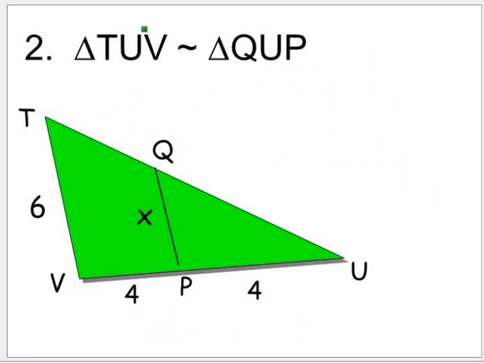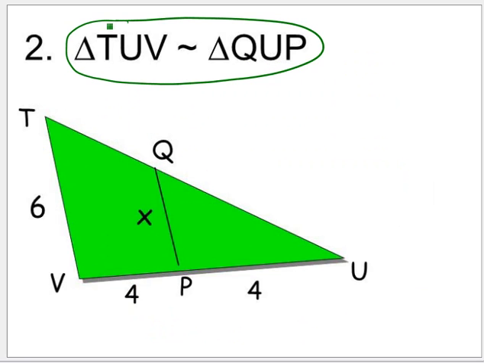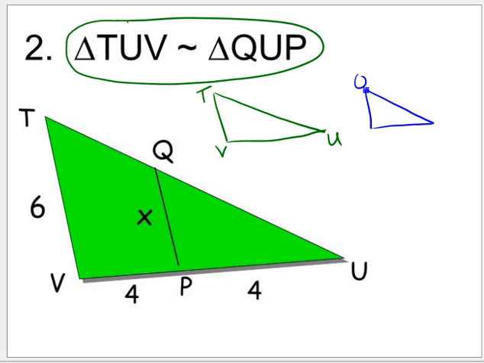This type of example, though, has the triangles embedded in each other, so I'm going to need to redraw a picture. The first picture I have, I'll just make it smaller, TVU, and the second triangle is smaller, it's QUP. I'm going to go ahead and label the sides. This has 4 right here, and this has X from my picture. TV is right here at side 6, and VU I'm going to have to get by adding those two together, so I'm going to get 8.